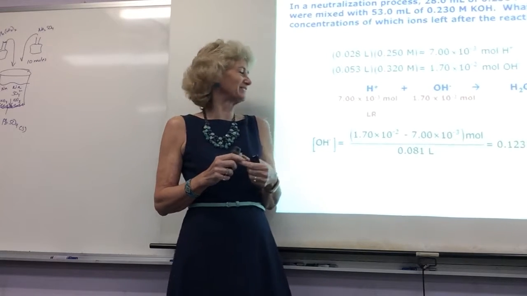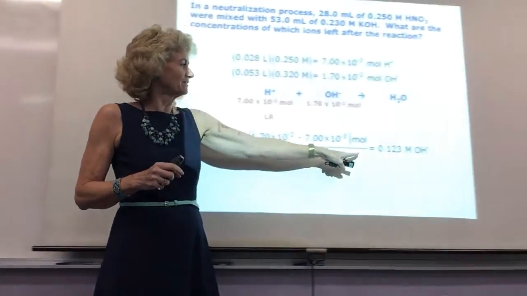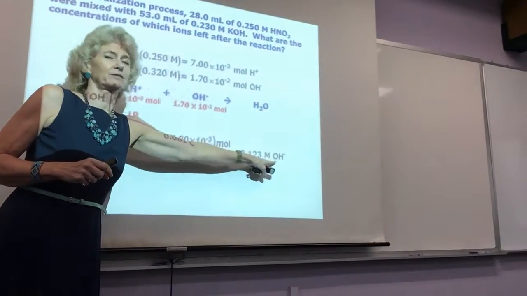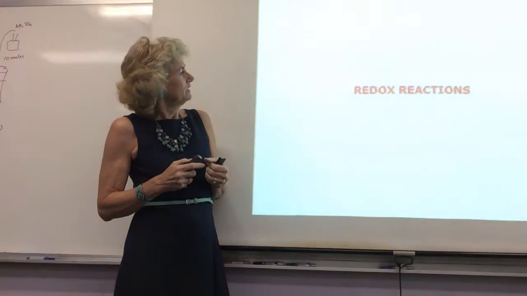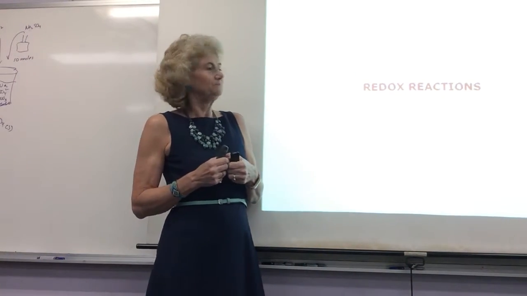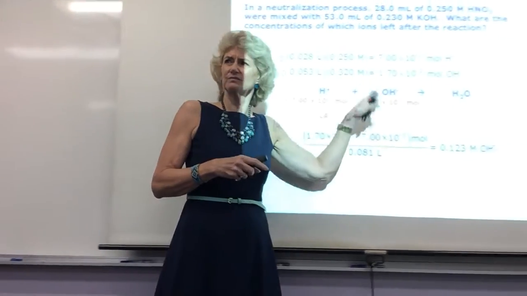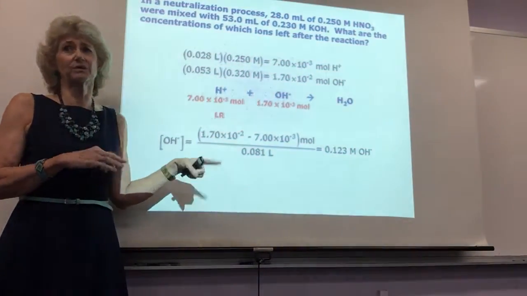See how easy it is to make the mistakes? So what's left? This much hydroxide, so it's going to be basic. So the pH is going to be more or less than 7? More. And now we're to redox. Is everybody okay on this? Like I said, we got a whole chapter coming. That's really all it is.